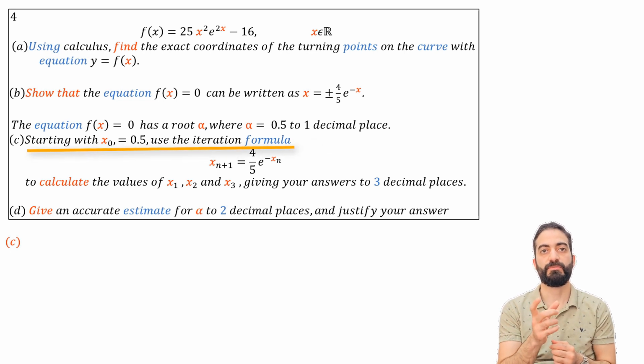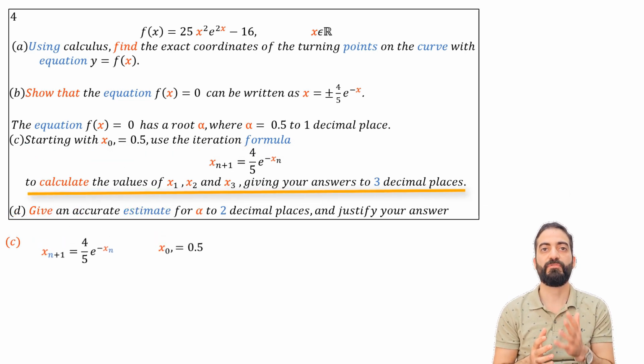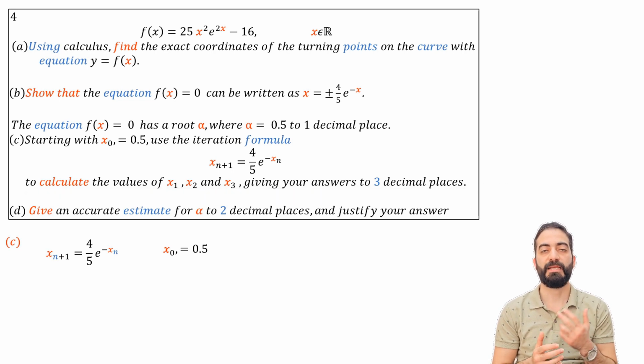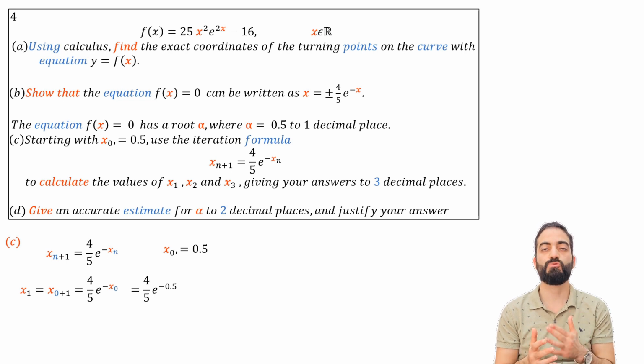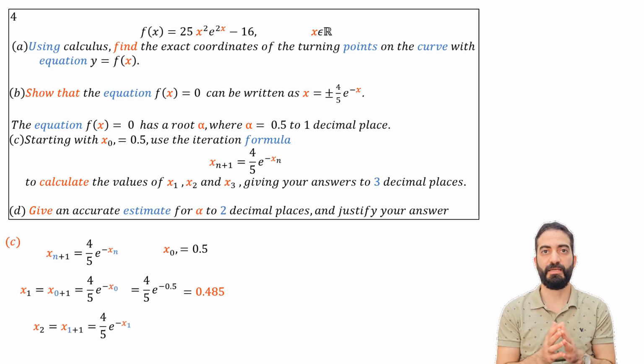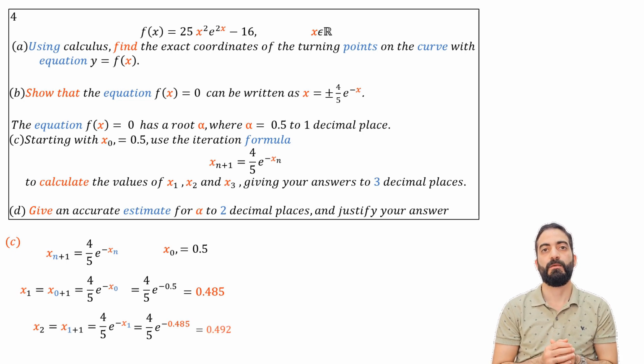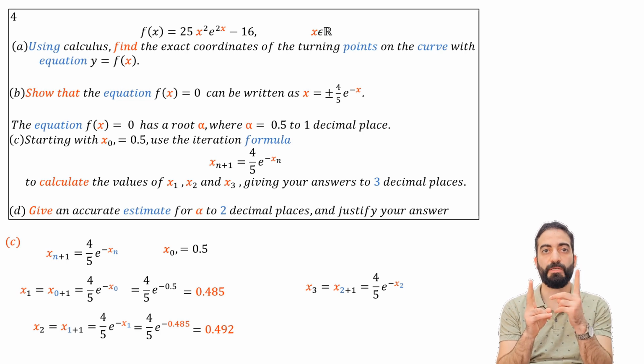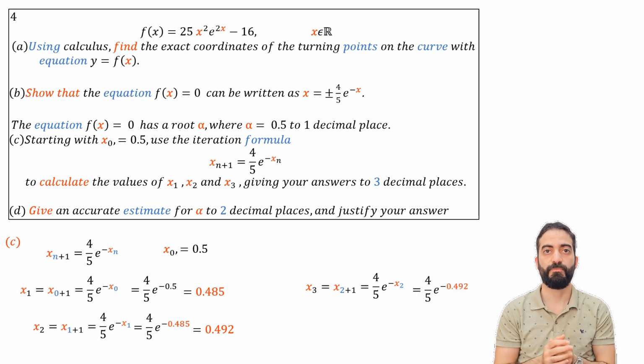Part C, starting with x0 equals 0.5, use the iteration formula to calculate the value of x1, x2, and x3, giving your answer to 3 decimal places. x1 equals x0 plus 1, meaning that n equals 0, and in this way we have obtained x1. x2 equals x1 plus 1, meaning that n equals 1, and in this way we have obtained x2. x3 equals x2 plus 1, meaning that n equals 2, and in this way we have obtained x3.